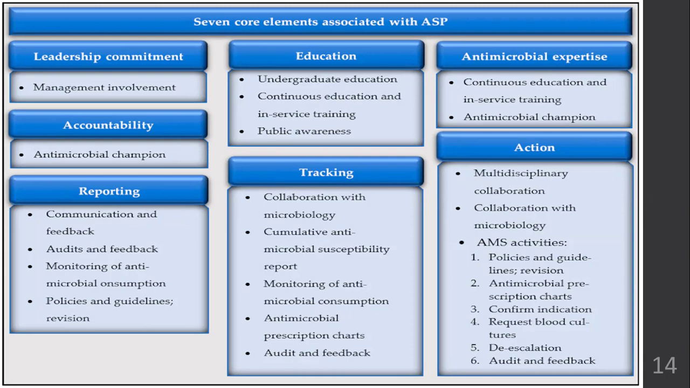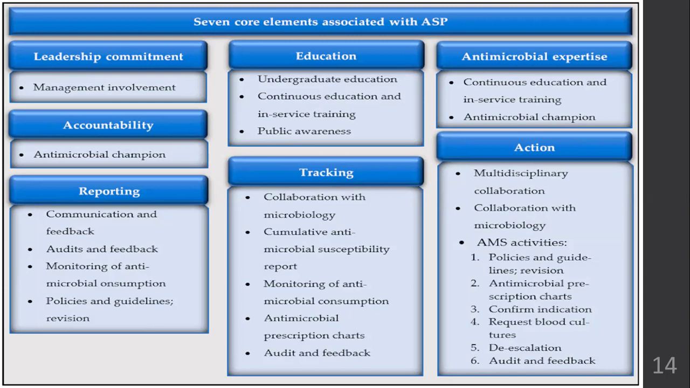And this is a multidisciplinary collaboration. It's not the burden of just one department of the hospital to take care of the antibiotic stewardship burden. And each and every step, every element should be in collaboration with the microbiology department. It's usually the senior microbiologist who will be the leader of the antimicrobial stewardship program.